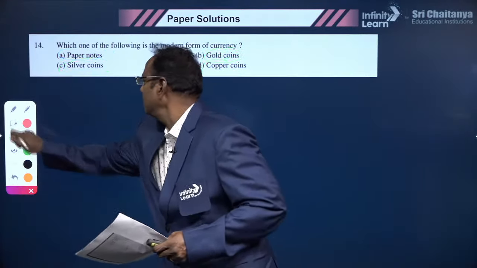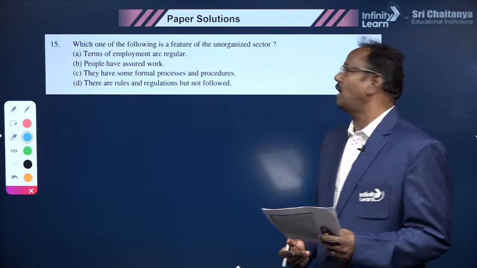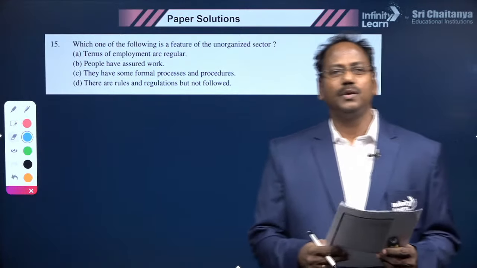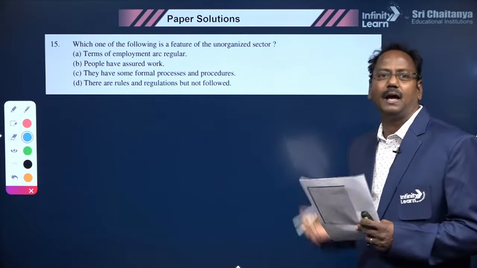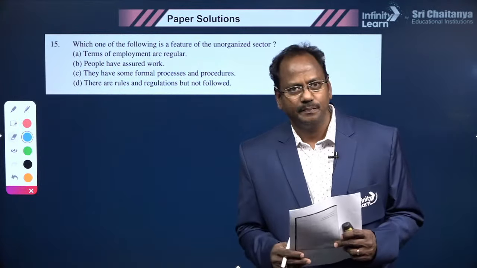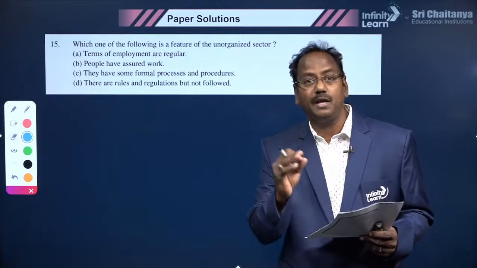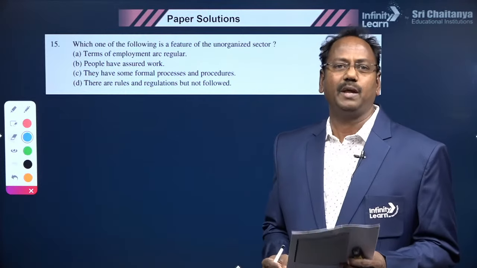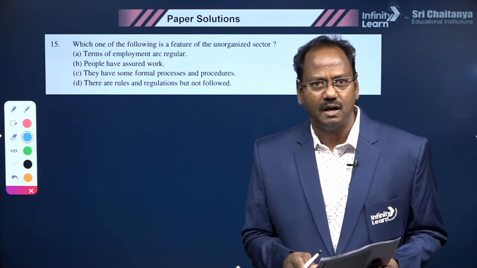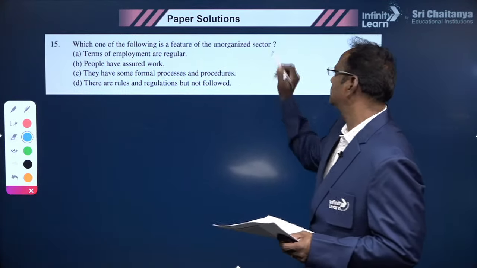Question number 15. Which one of the following is a feature of the unorganized sector? Organized, unorganized, it's very clear. In the organized sector, all the units follow regular employment and give all the benefits to the workers. They are not scattered units; they are large-scale units with technology and investments, and they strictly follow the rules and regulations stipulated by the government. In the organized sector, the workers enjoy every benefit. Understand? The organized sector is the most systematic, but the question is all about the unorganized sector of the Indian economy.